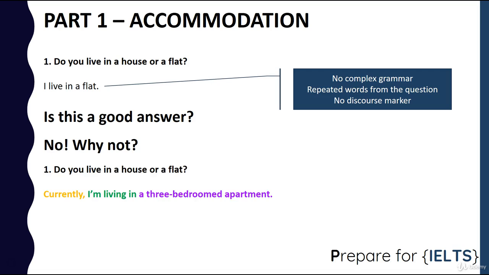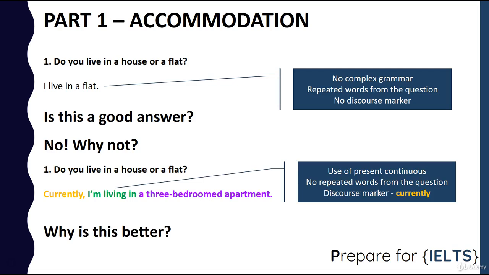So, do you live in a house or flat? Currently, I'm living in a 3-bedroomed apartment. So why is this better? Well, we've got use of the present continuous. There are no repeated words from the question. We've got a discourse marker, currently. And we've expanded it a bit, instead of just saying a flat, a 3-bedroomed apartment. And just in a few words, we've impressed the IELTS examiner much more.